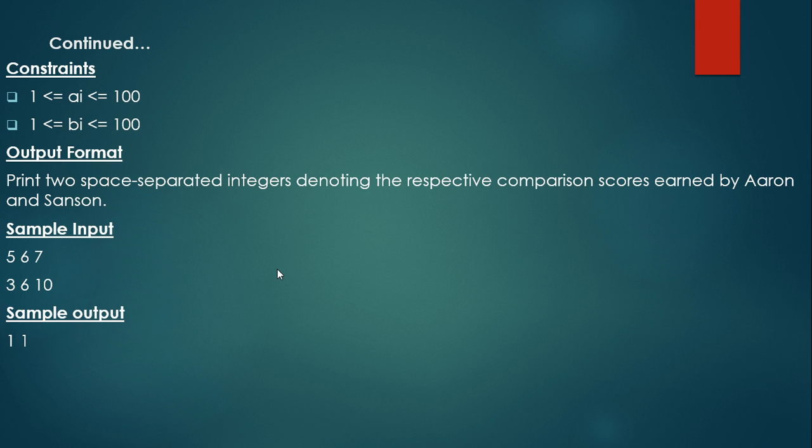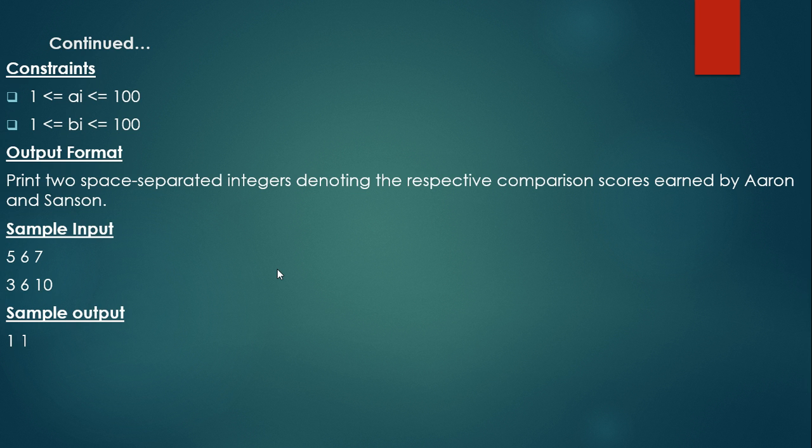Now the constraints, this is what is going to be tested. Your program is going to be tested with these ranges. The range of the value of A is going to be between 1 and 100 inclusive. The same for B, 1 and 100 inclusive. So the test points are going to have numerals that are within this range.